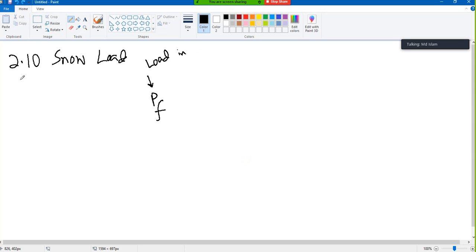Okay, so we are starting snow load. How to calculate snow load? Initially, we use an equation that is Pf equals 0.7, I think. Let me see, the book says 0.7.